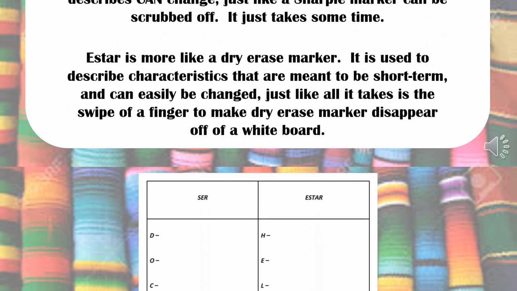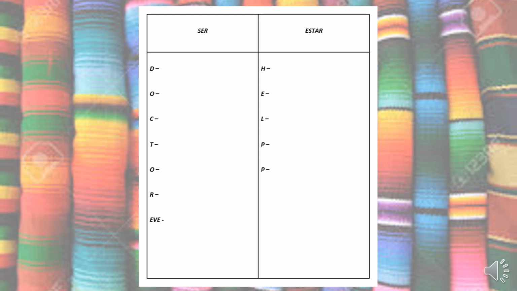So, I want to look at this organizer with you guys and give you some helpful tips for situations where you would use ser and where you would use estar. So we know ser is used to describe things that are permanent. Things like a physical description. Juan es alto. He's tall. That's not something that's likely to change anytime soon. That's a long-term affair.